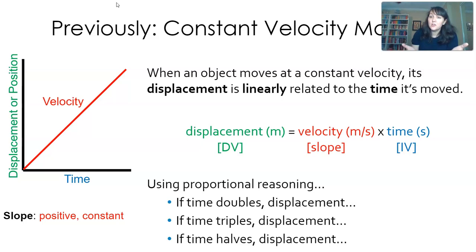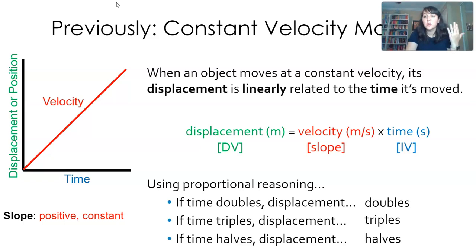And then from this linear relationship, we also see proportionality between time and displacement for an object that's moving at a constant velocity, all right? So if we double the amount of time that our car is moving, then the displacement doubles as well. If the time triples, the displacement triples. If we cut the time in half, the displacement halves as well. Nice and straightforward when we are moving at constant velocity.